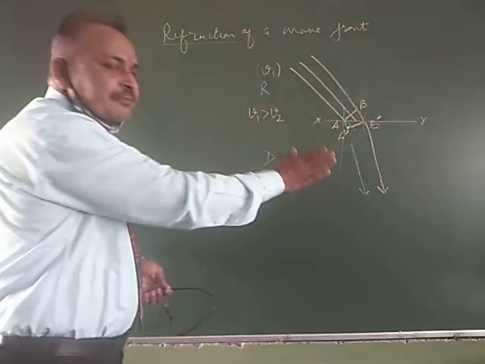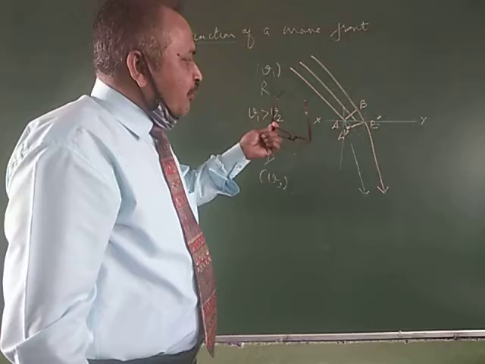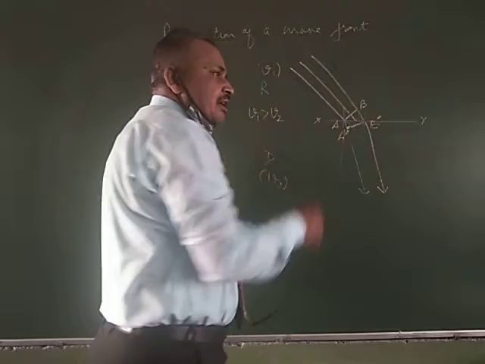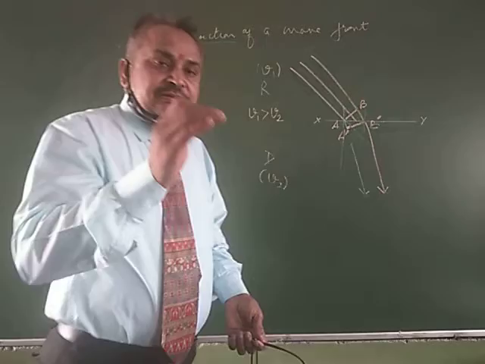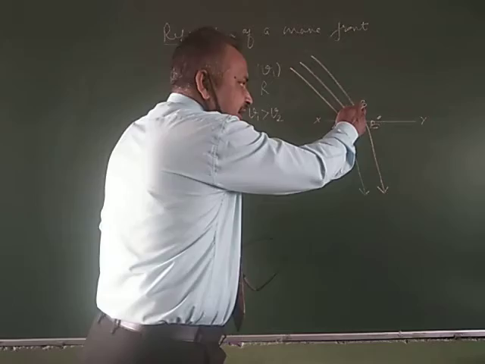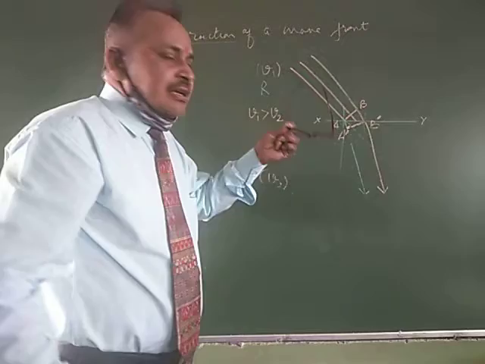What we try to consider is a wave falling on the refracting surface XY, and let AB be the incident wavefront. The moment point A touches the refracting surface, it bends towards the normal and follows this path. Similarly, after some time, B will also touch the refracting surface and will follow this line. So when I draw the perpendicular, this will be the situation. It means the time in which the particle A reaches A dash, in the same time the particle B will reach B dash.